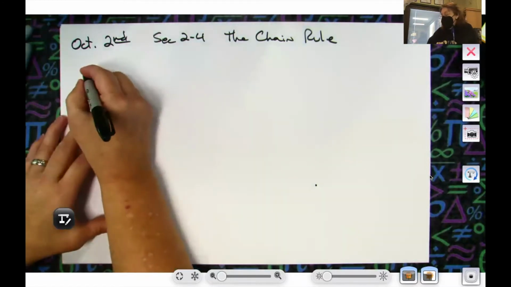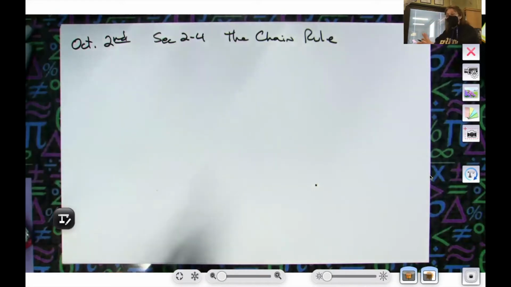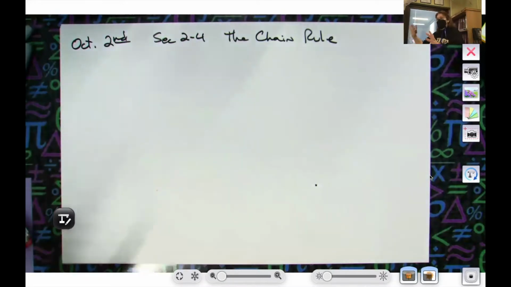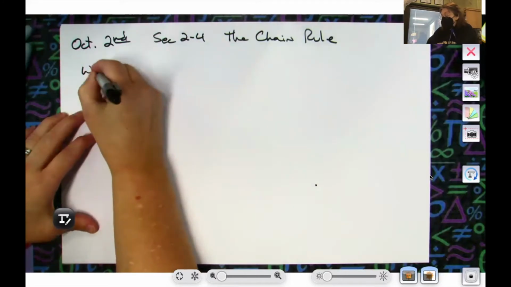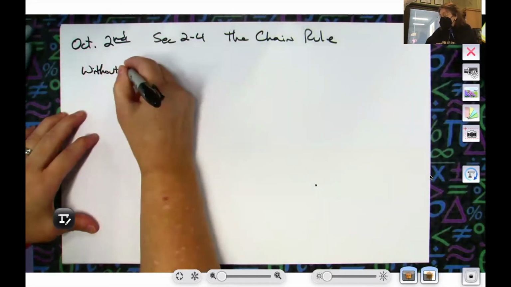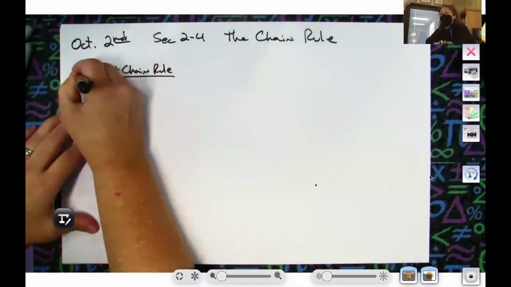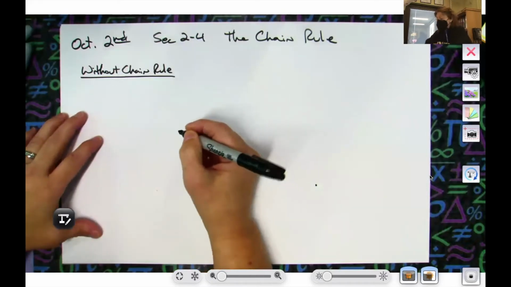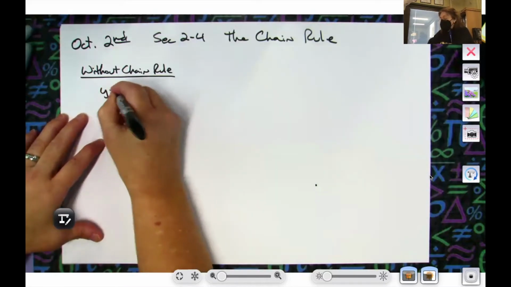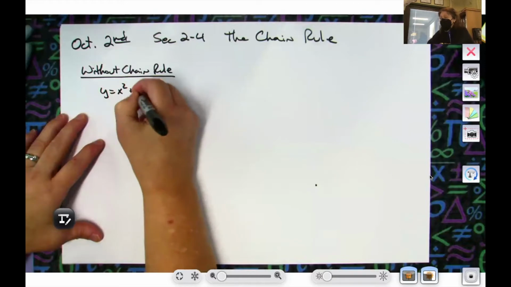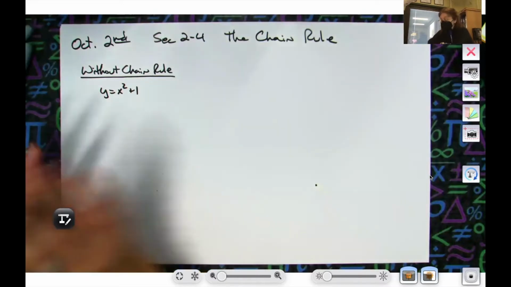Let's take a look at some of the functions that we've been dealing with so far, and then some of the composite functions that we will start to deal with. Without the chain rule, because you have been doing derivatives for quite a while now, all of our functions look like maybe y equals x squared plus 1. That's just a regular old nice little parabola, nothing to it.